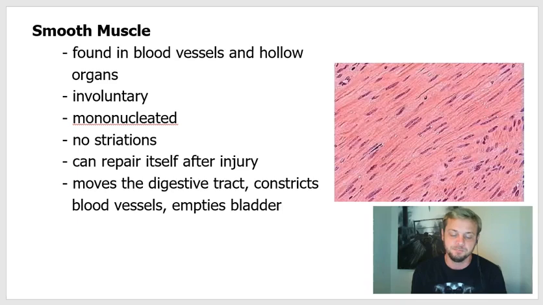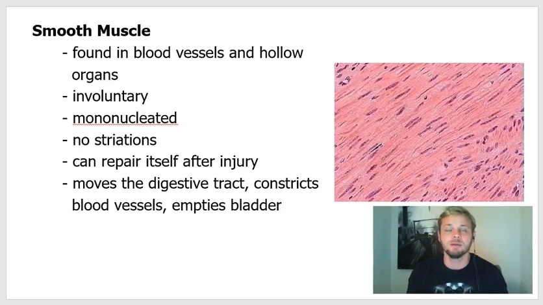So where do you have hollow organs? Mostly in your gastrointestinal tract. So with your digestive tract, you're going to find hollow organs like the stomach, the large and small intestines. We also find your ureters, so the things that take urine from the kidneys down to the bladder. The bladder is also going to have some smooth muscle. So basically anything that's hollow that needs to contract, you're going to find smooth muscle.